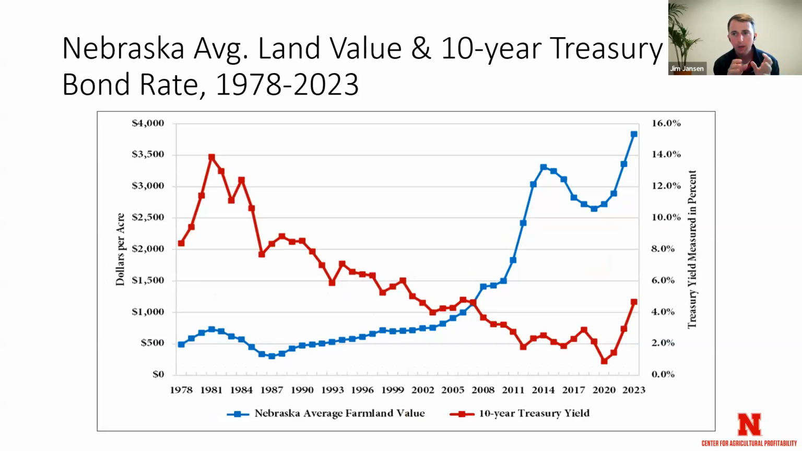So once again, we have the time period of 1978 on the left-hand side to 2023 on the far right-hand side, and the blue line is the Nebraska average farmland value. In the red line, we have what's called the 10-year Treasury yield rate. Now, I'm not suggesting that we are making farmland loans for 4.5%, but this is indicative, or somewhat transparent, to show us what has happened to long-term expenses, long-term interest expense.